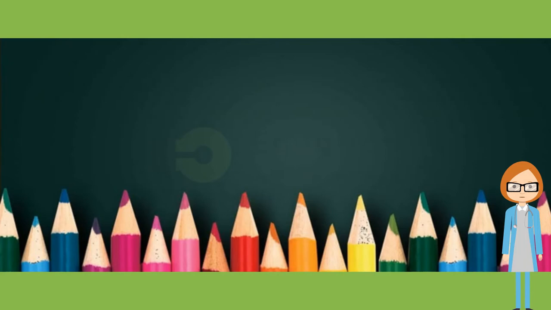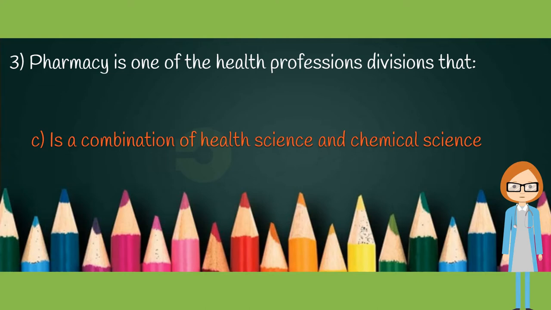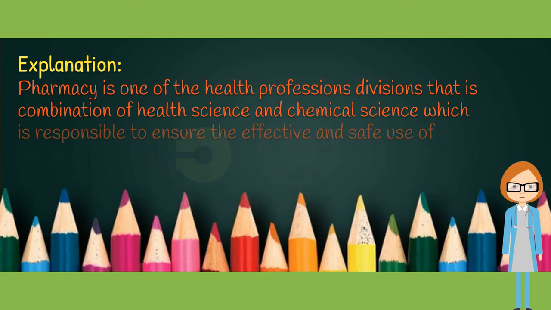Question 3. Pharmacy is one of the health professions divisions that: option A, includes health science; option B, includes chemical science; option C, is a combination of health science and chemical science; option D, includes none of the above. The correct answer is option C. Pharmacy is one of the health professions divisions that is a combination of health science and chemical science, which is responsible to ensure the effective and safe use of pharmaceutical drugs.